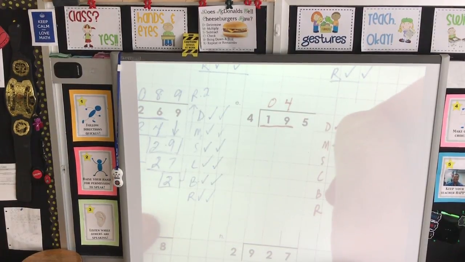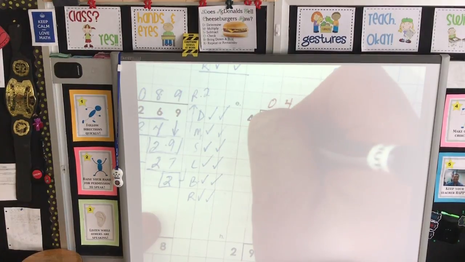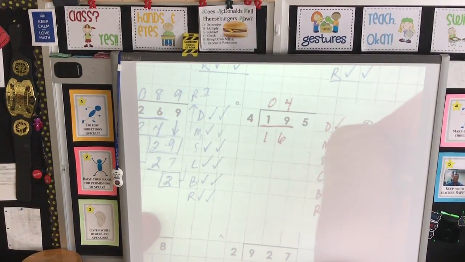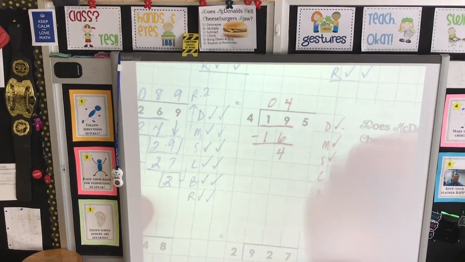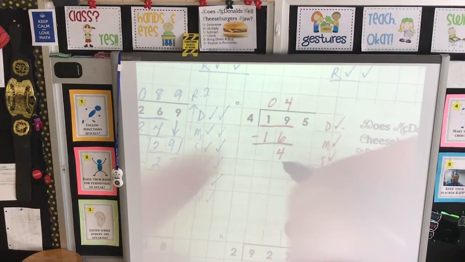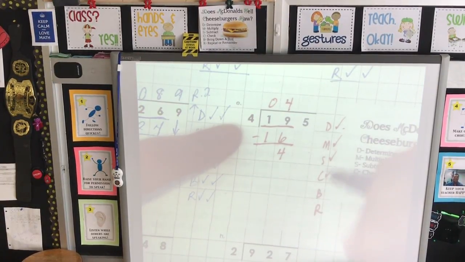So ready? On to M. Go. Multiply 4 times 4 equals 16. Okay. S. Go. Subtract 19 minus 16 equals 4. C, go. Check, is the king happy? Let's try to say check, is the king happy? Let's try to say it faster. Okay, we don't have to sound like robots.